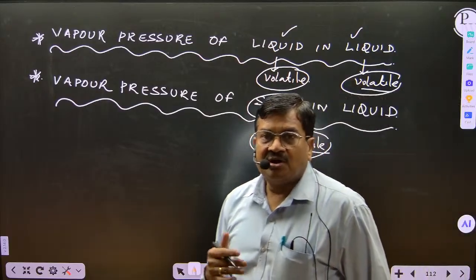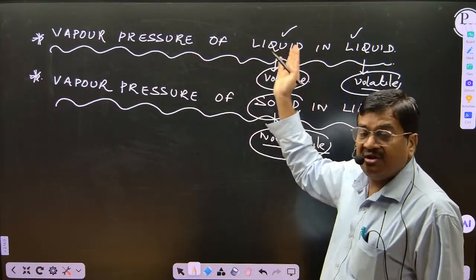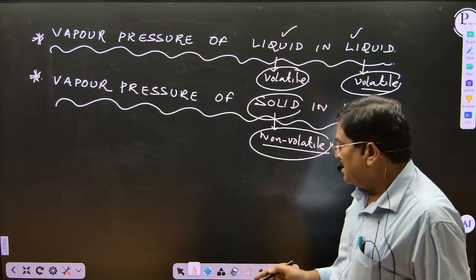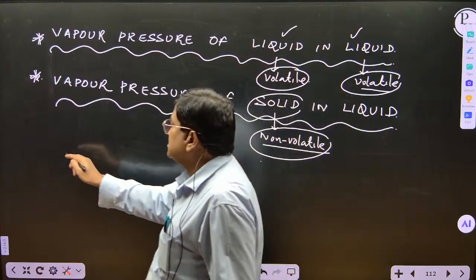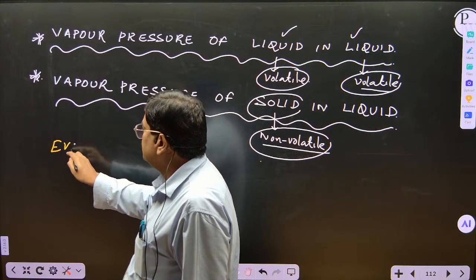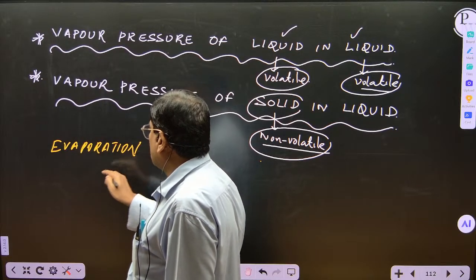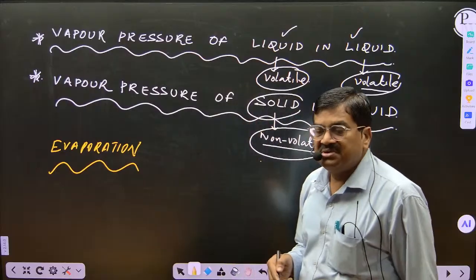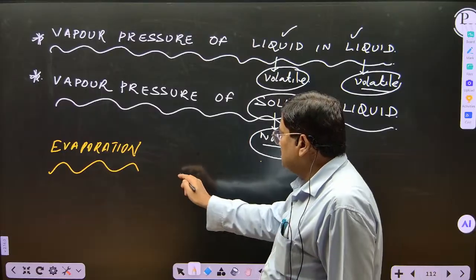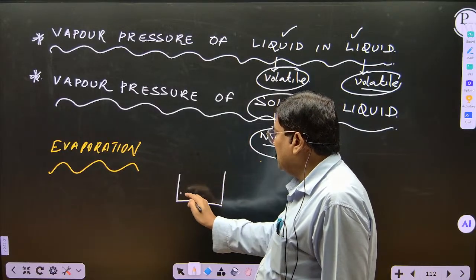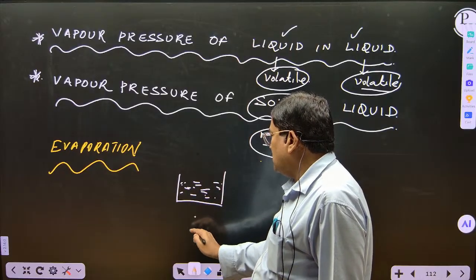Clear, students? All of you copied this. Now see, before going to vapor pressure of liquid in liquid or solid in liquid, I have to discuss evaporation first. Now see, what is evaporation? Simple. I am taking a container, and in the container I am taking a liquid, water.